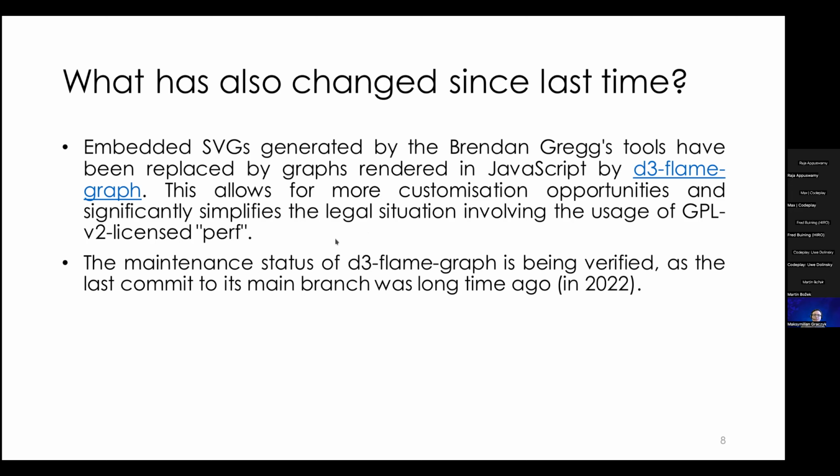But the maintenance status of D3 Flame Graph is at the moment being verified, because the last commit to its main branch was a long time ago, in 2022. So we may have to start maintaining this library ourselves, at least when it comes to very basic stuff, such as fixing security vulnerabilities.